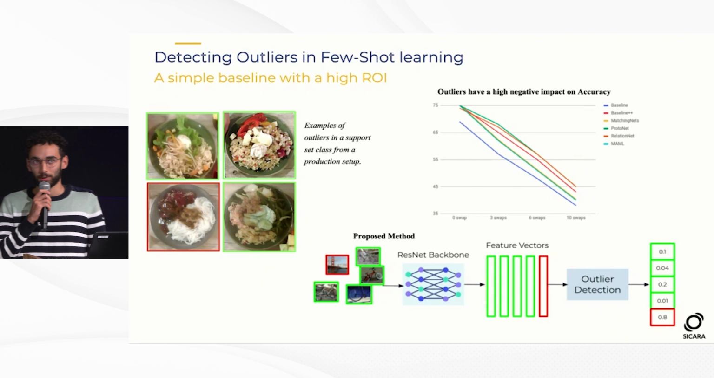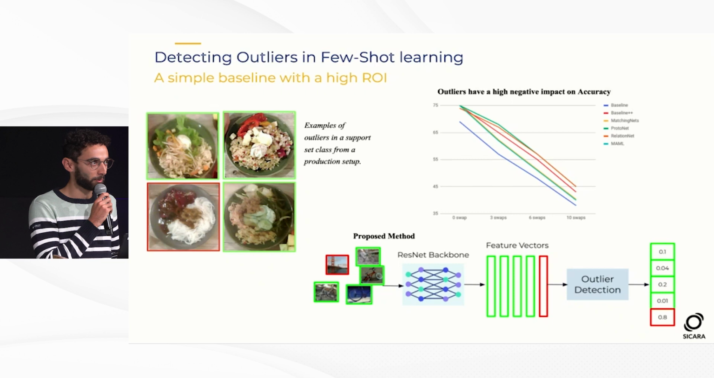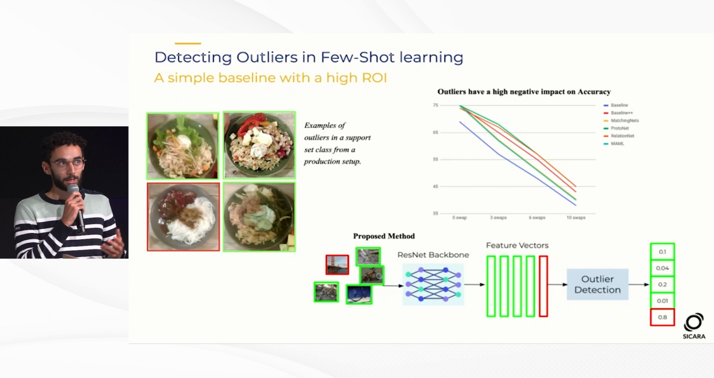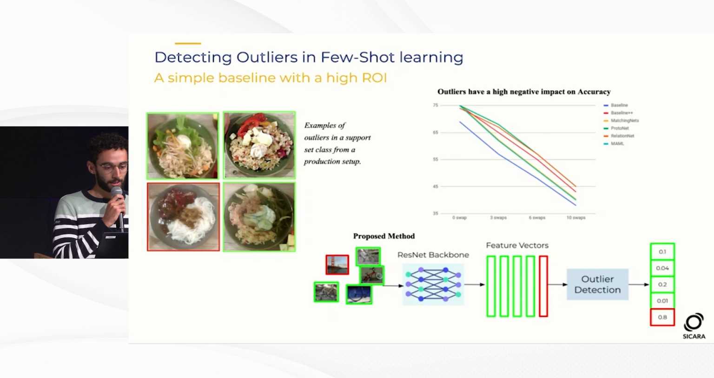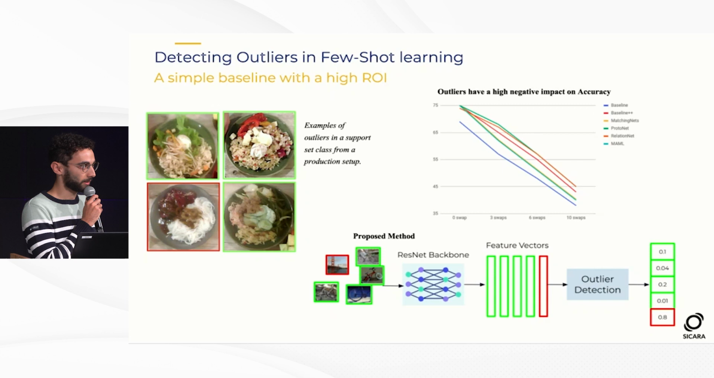So about 16 minutes ago, Etienne talked about few-shot learning. It's the process of training models to learn new tasks from only a few examples. So typically in image classification, you give the model 4 or 5 examples of a new class it has never seen before, and it's supposed to be able to classify that class along with others. These few examples, we call them a support set.